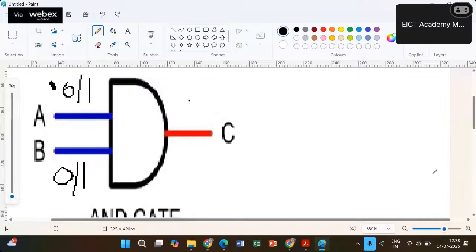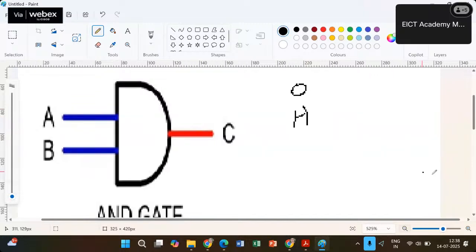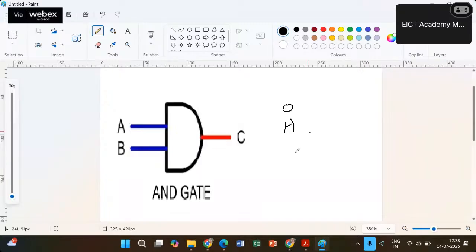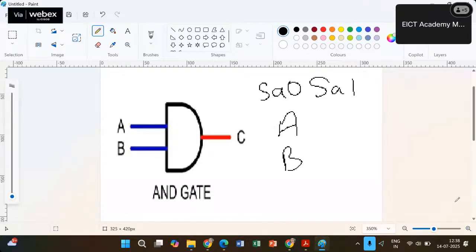Now let us talk about single stuck-at faults. Single stuck-at faults are of two types. One is 0 and another one is 1. So we will denote the single stuck-at fault by this. SA0 means single stuck-at 0, and SA1 means single stuck-at 1. So this is A, B, and this is C. Likewise, single stuck-at faults at A, B, and C. So these are the possibilities.